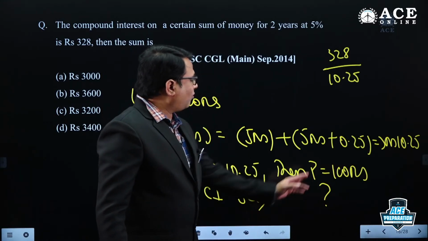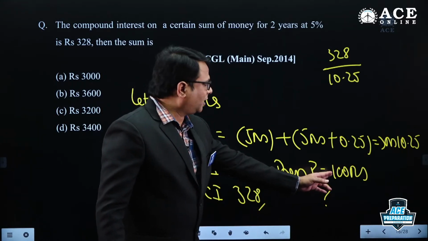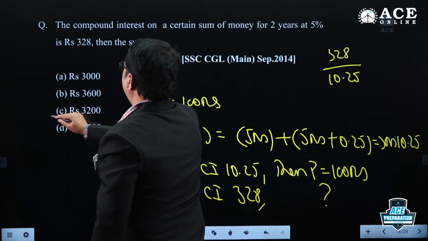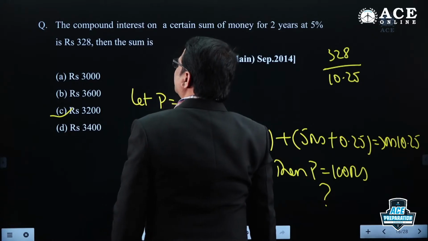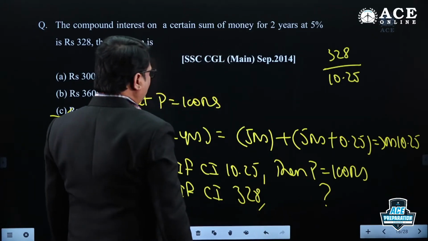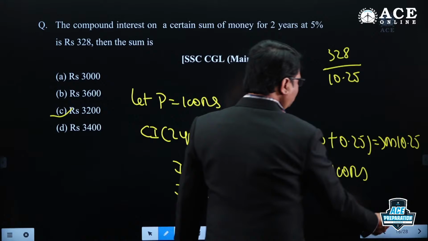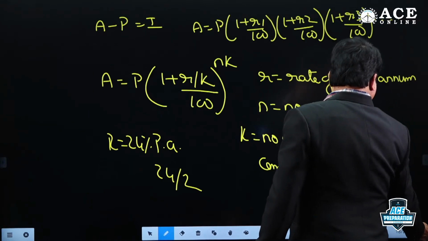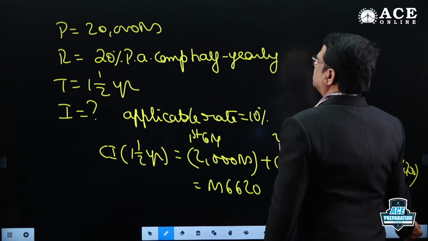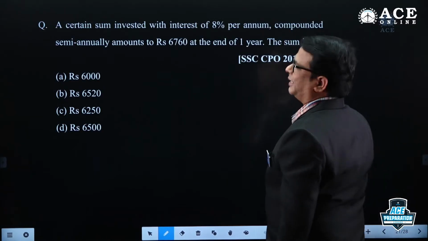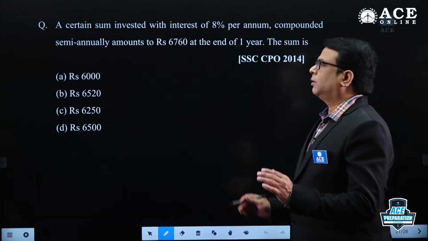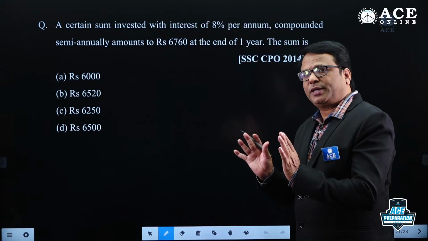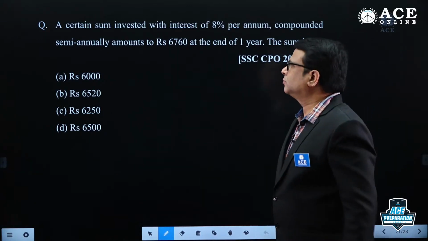And 32 times 100 is how much? 32 times 100 is 3,200. So the principal, the sum, must be 3,200 rupees. Okay? Right. Now, the next question. Here onwards, all the questions that we do belong to compound interest. Simple interest is over.